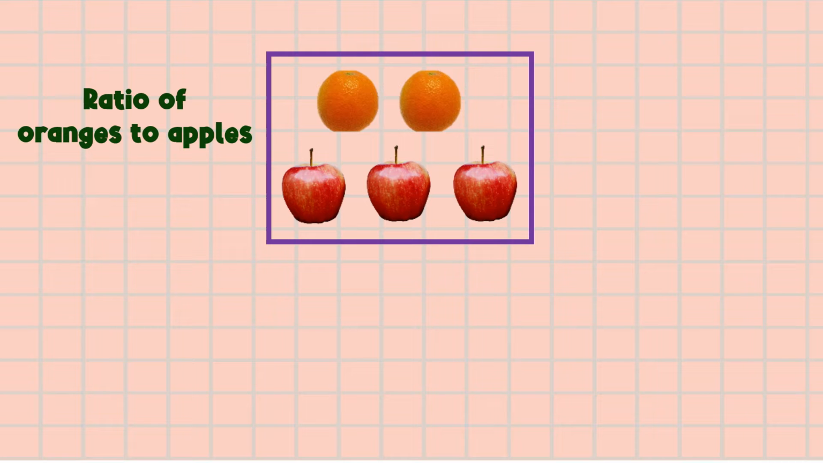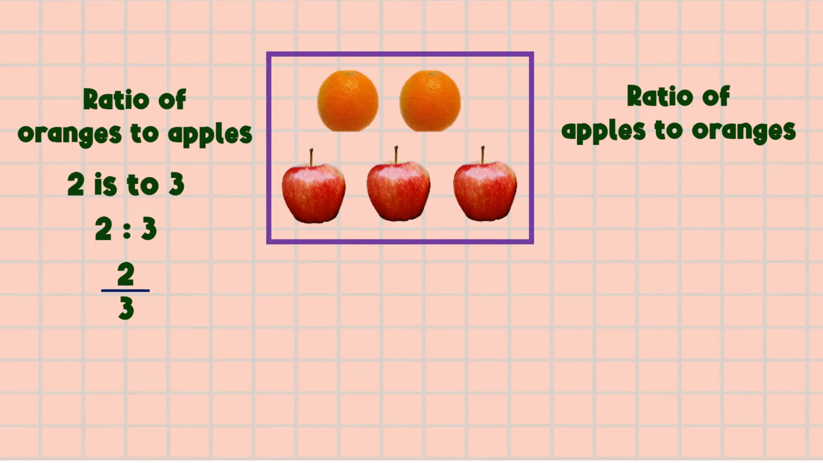What is the ratio of oranges to apples? To know the ratio of oranges to apples, let's count first the number of oranges. 1, 2. We have 2 oranges. Next, we count the number of apples. 1, 2, 3. There are 3 apples. So, the ratio of oranges to apples is 2 to 3 in words, 2:3 in column form, or 2/3 in fraction form.